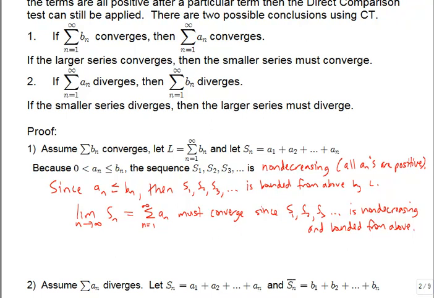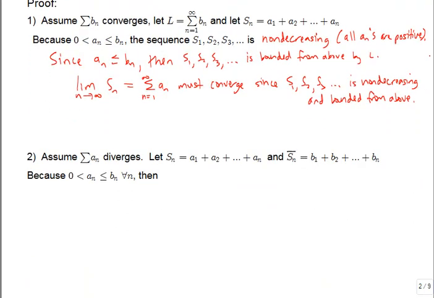All right? If we take a look at the other conclusion that we can make, let's look at the smaller series a sub n, and let's assume that it diverges. So let's let S sub n be the nth partial sum of these a terms. So a1 plus a2 all the way up to a sub n. Let's let S sub n bar be the nth partial sum of our b terms. So b sub 1 plus b sub 2 all the way up to b sub n.